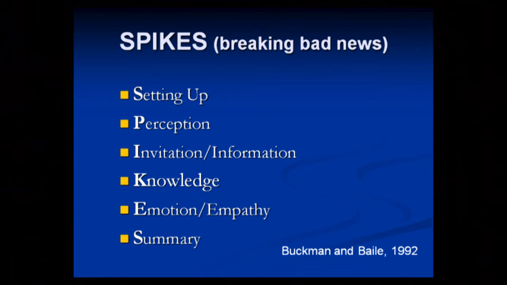In the early 90s, Robert Buckman and colleagues wrote about how to break bad news using a method called the SPIKES method. S is for setting up, P is for perception, I is for invitation or information, K is for knowledge, E is for emotion and empathy, and S is for summary.